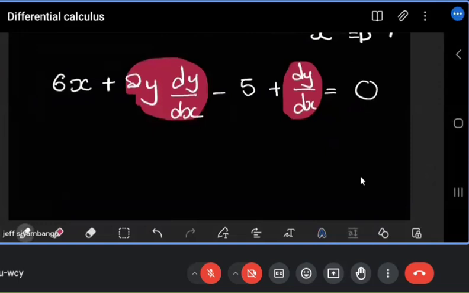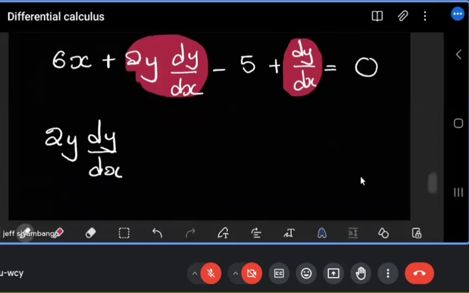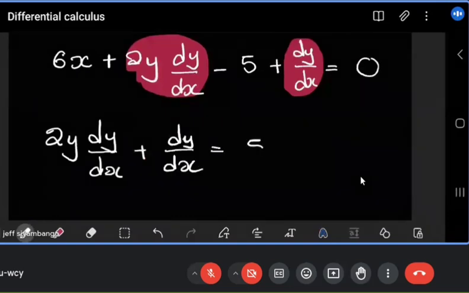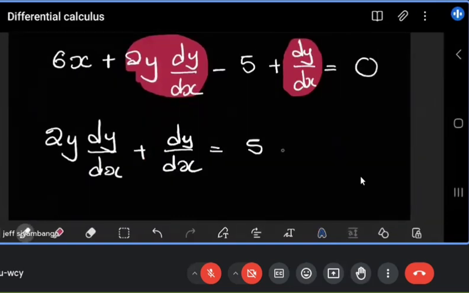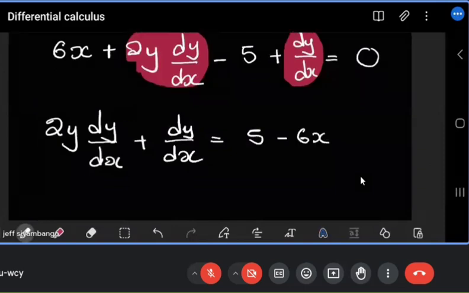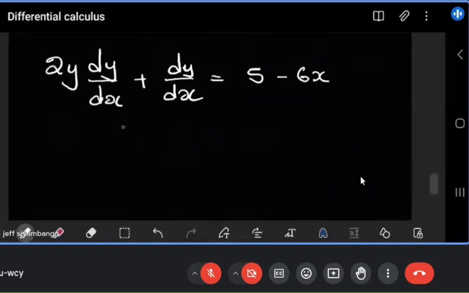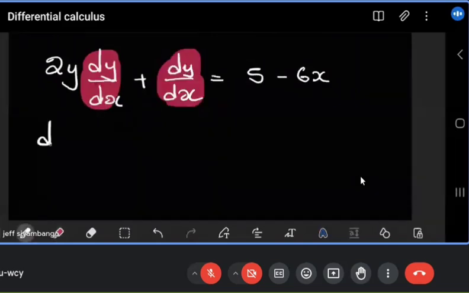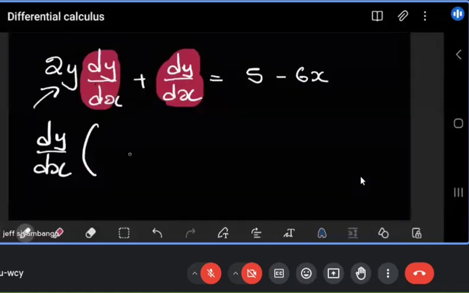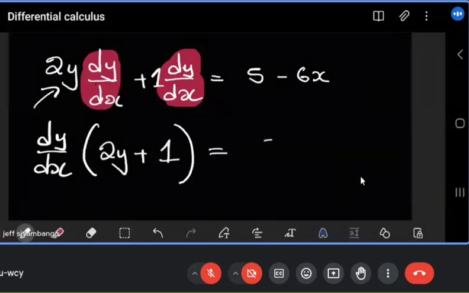So now you have 2y dy/dx, then plus dy/dx. On the right, the 5 becomes positive, and then the 6x becomes negative. For the terms on the left side, I'll factor out dy/dx. So I'll remove this, and I'll remove this. If I factored out dy/dx, what remains? For the first term, only 2y will remain. For the second term, only a 1 will remain. And then on the right, we still have 5 minus 6x.